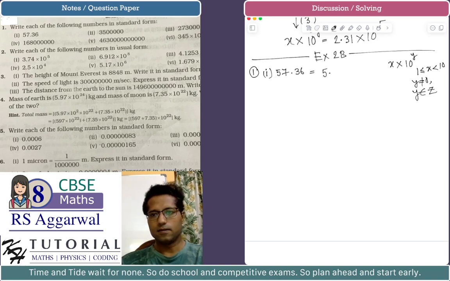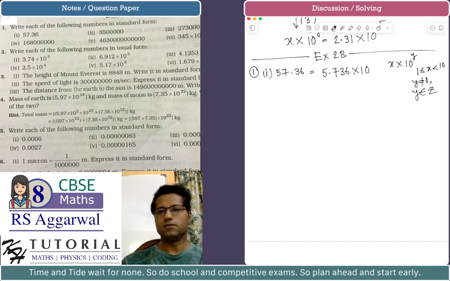So I can write x as 5.73x. I have shifted the decimal point to the left-hand side. Now to adjust, I have to multiply it with 10. So this is the number in standard form.